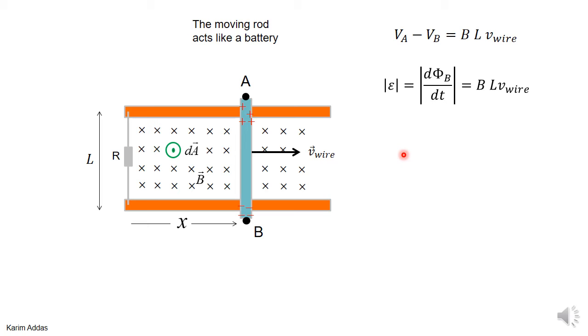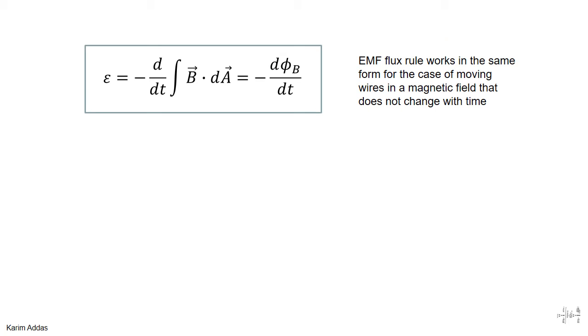But it turns out that if you use the same equation for EMF, meaning if you get the rate of change of magnetic flux, you get the EMF, which is the same equation as the case where the wires are fixed. So it's a very interesting result. So it turns out that when you have the wires moving and the magnetic field is not changing with time, you can still use this equation to get the EMF in the circuit.